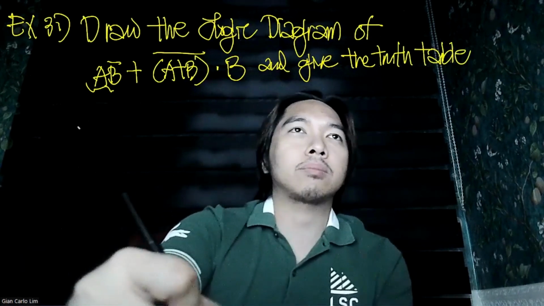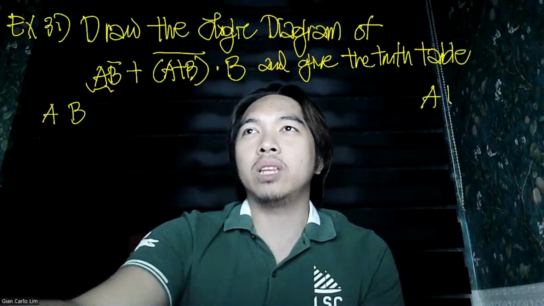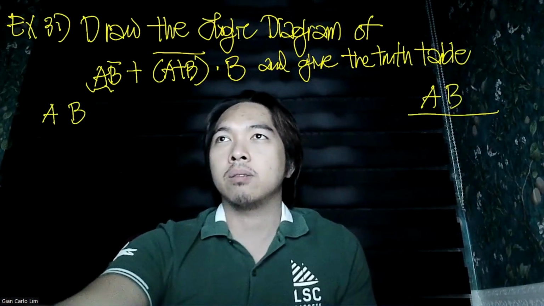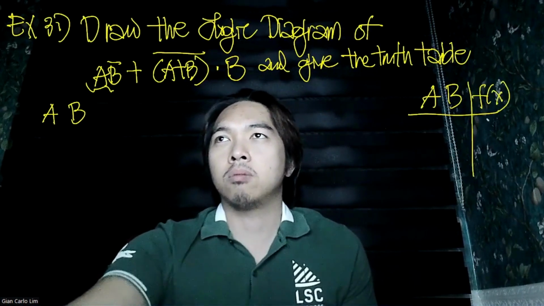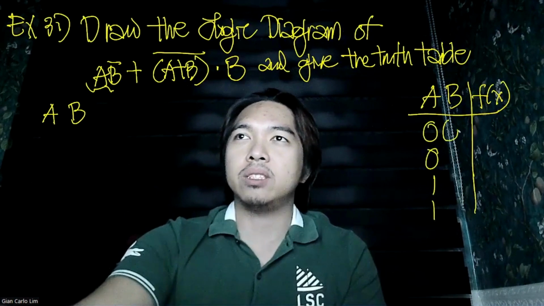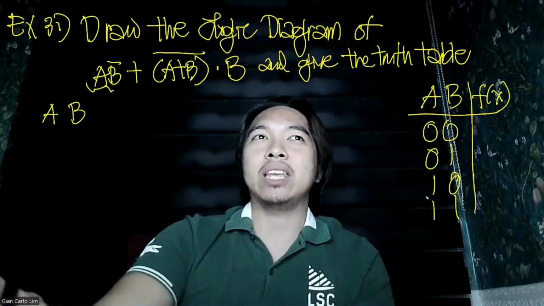All right. So we have two inputs, A and B. Okay, so for truth table, that would be A and B. And then our F sub X. So 0, 0, 1, 1, 0, 1, 0, 1. And then later on, makita natin yung output.